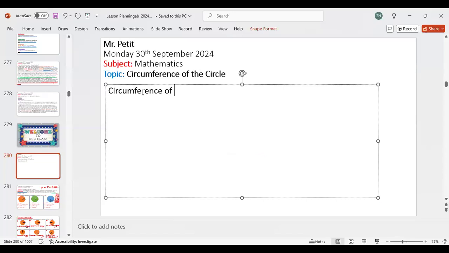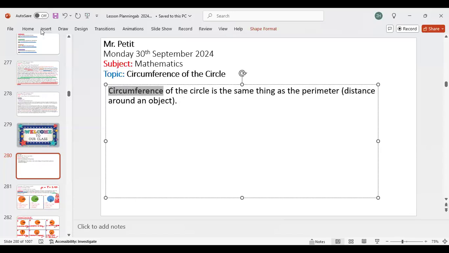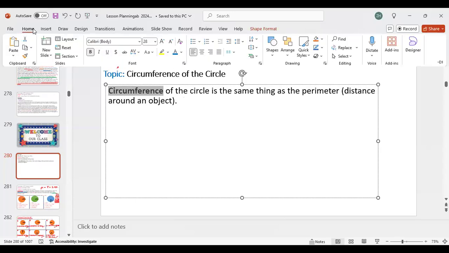The circumference of the circle is the same thing as the perimeter. And what do we say the perimeter is, in general? The distance around a shape, the distance around an object. And how can we calculate the perimeter of a shape in general? Adding all the sides. That's how we find the perimeter in general.